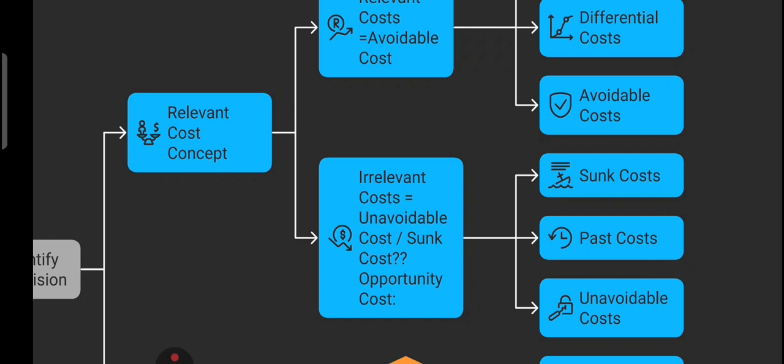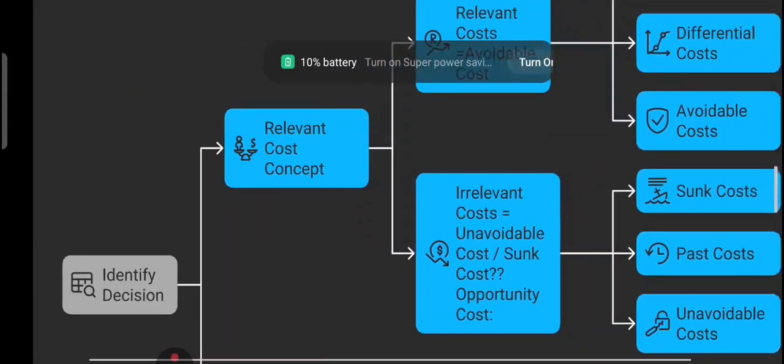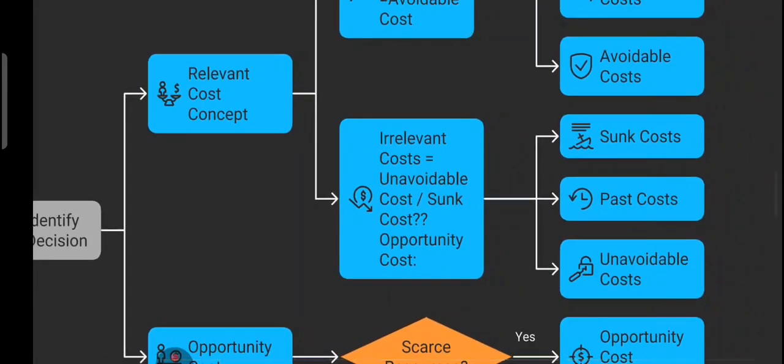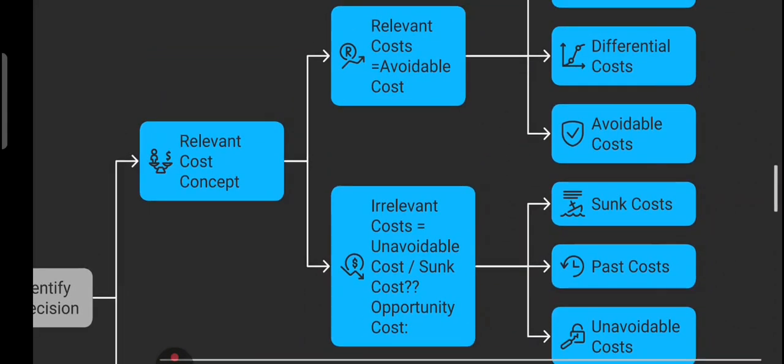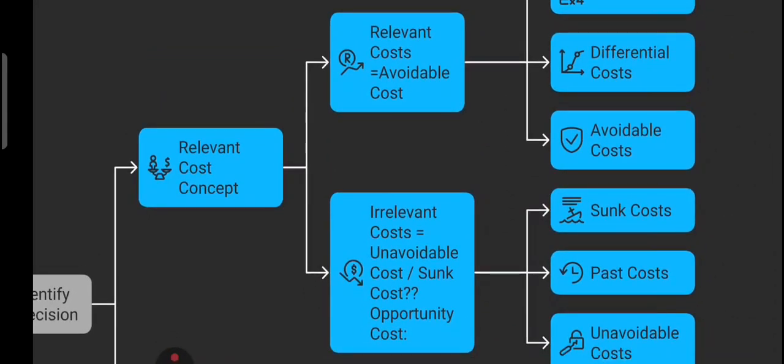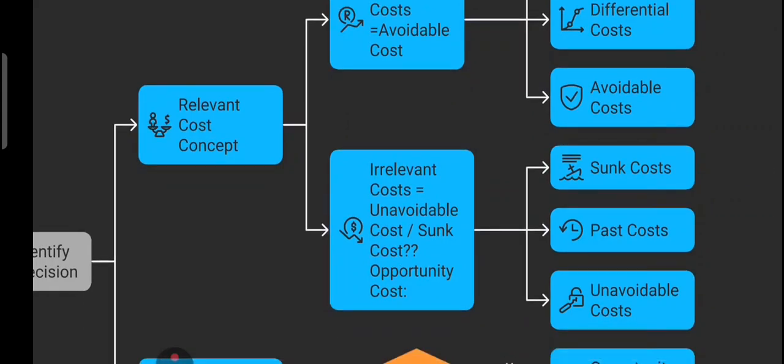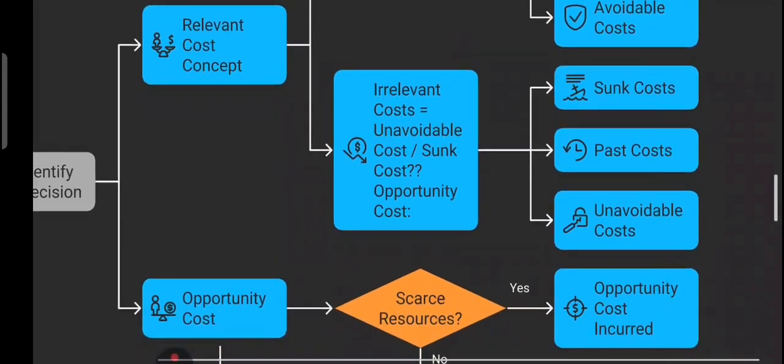So that cost of 25,000 is irrelevant, it is called sunk cost, it is called unavoidable cost, it cannot be avoided, right? If you change your decision, it will have no effect on that cost. So that won't be recovered, that is the main point, that won't be recovered or changed and should never influence your decision making. That's why we divide this relevant cost concept into two parts: relevant cost and irrelevant cost. Examples given are sunk cost, past cost, unavoidable cost.